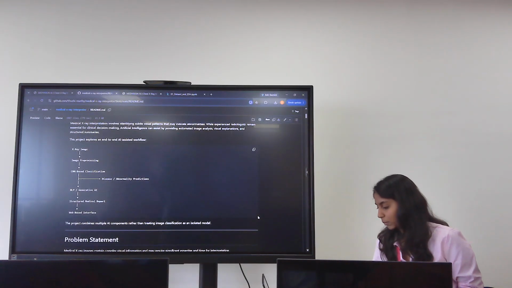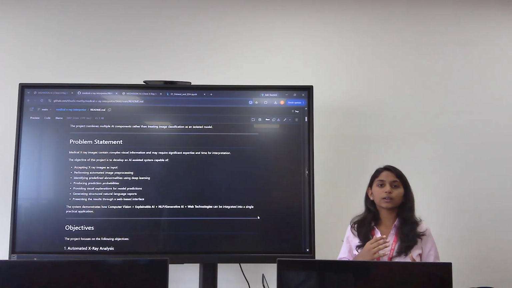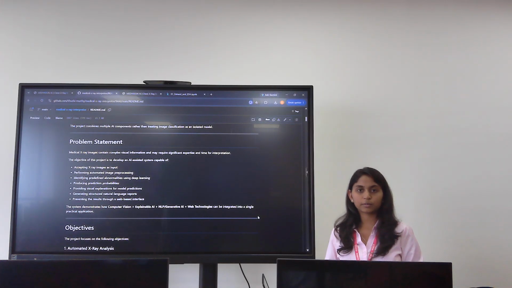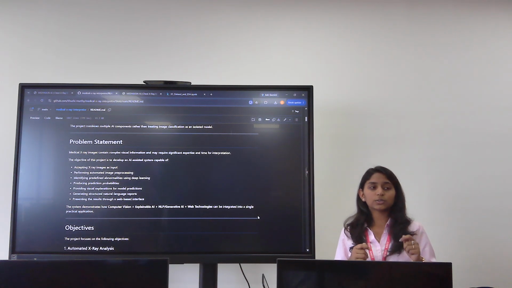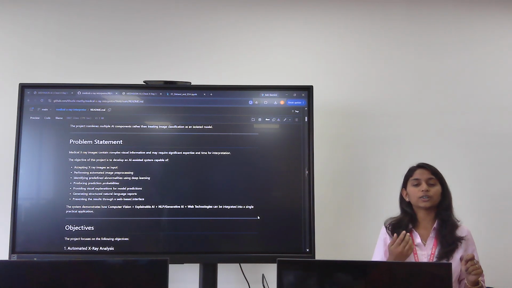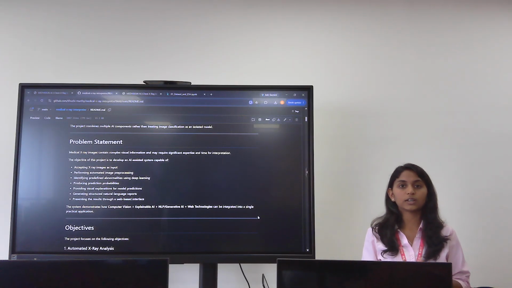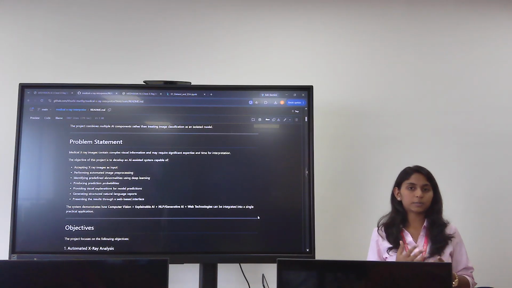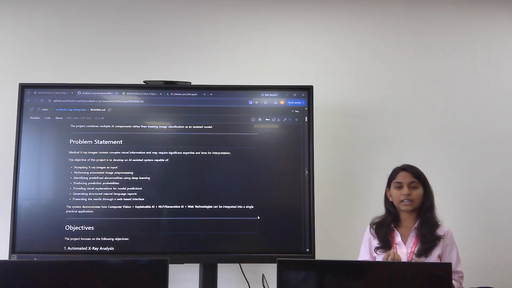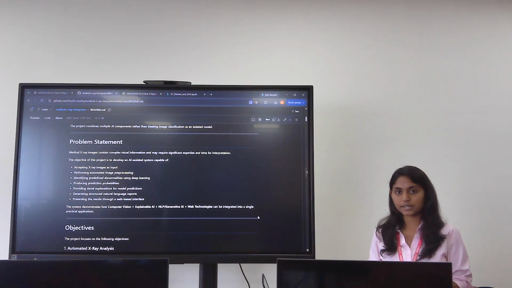Looking into the problem statement, medical X-ray images are very complex. They have very complex visual information which is difficult for normal people to understand. You just take an X-ray and it's difficult to understand whether you have some disease, is there something, or which disease do you have. So I've tried to find a solution to that. Yes, there are expert radiologists, but we can just visualize what is there in the X-ray.